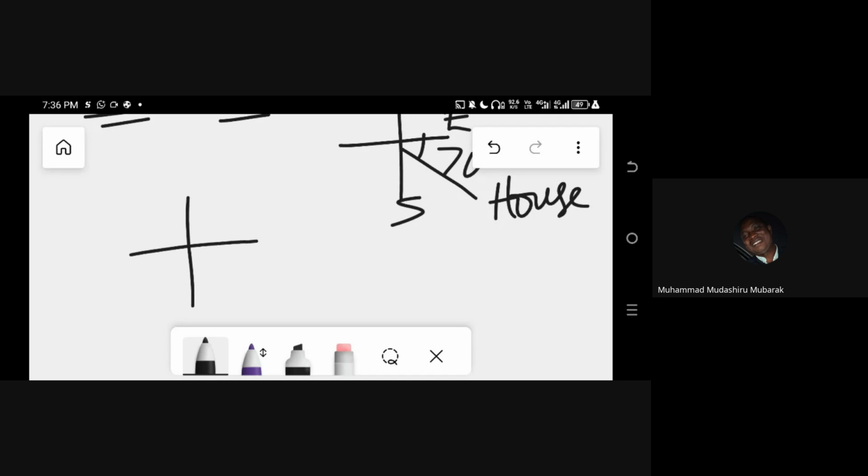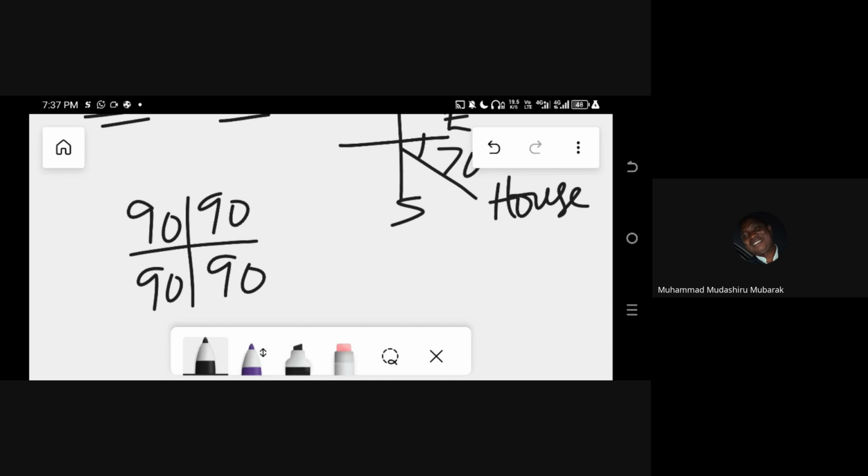When you have these, there are four quadrants here. Each of them carries 90, 90, 90, 90. So you have a total of 360 degrees. The first quadrant is 90 degrees, the second 90, the third 90, the fourth 90. In total, that gives you 360 degrees.